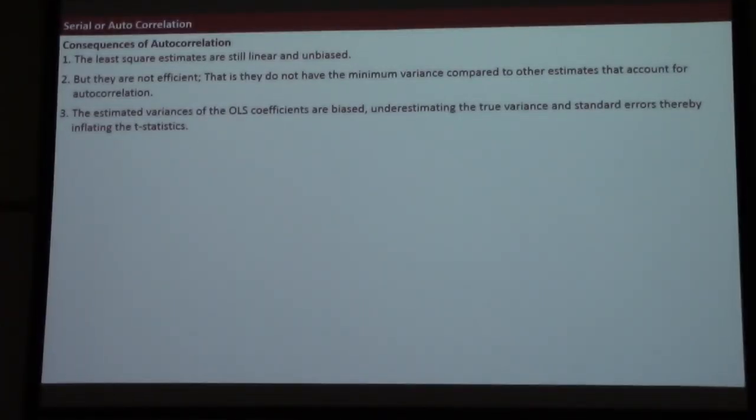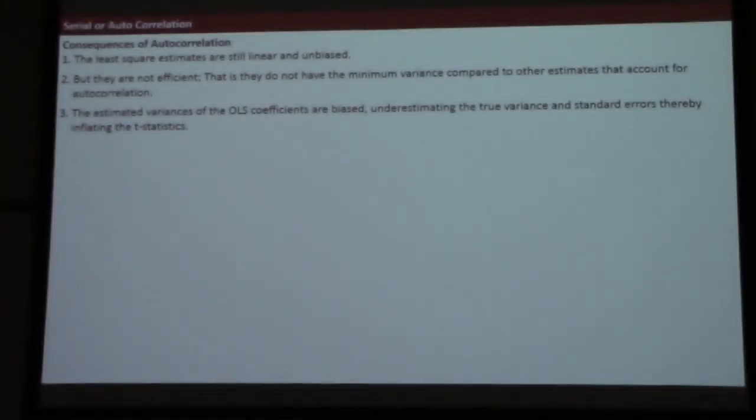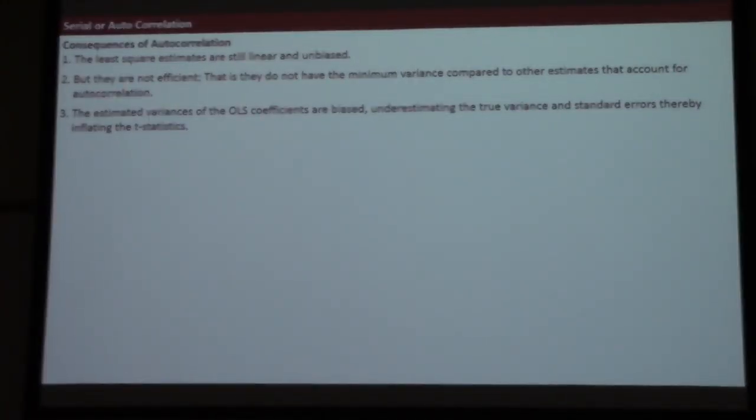These are still unbiased, but the variance of these estimates, the error associated with these, is going to be bigger than usual. And remember that our t-statistic is equal to our predicted beta divided by the standard error of the predicted beta. So if the standard error or the variance is bigger, then the t-stats are going to be smaller. And it's going to make some of the coefficients appear to be insignificant when, in fact, they are significant.